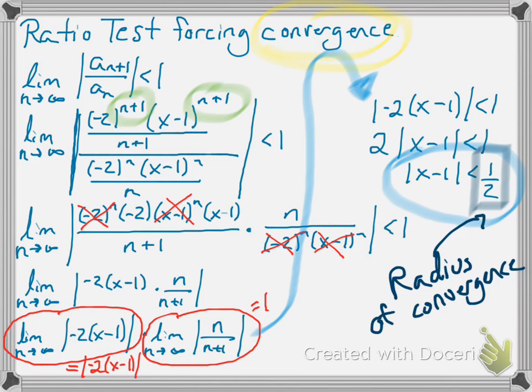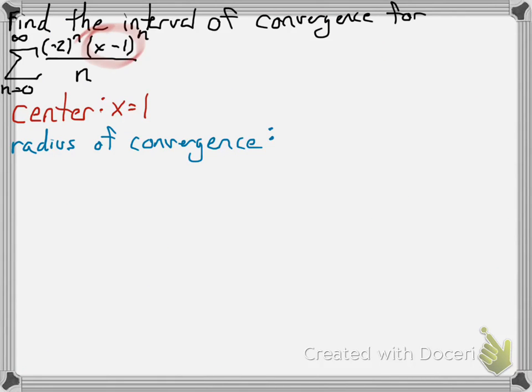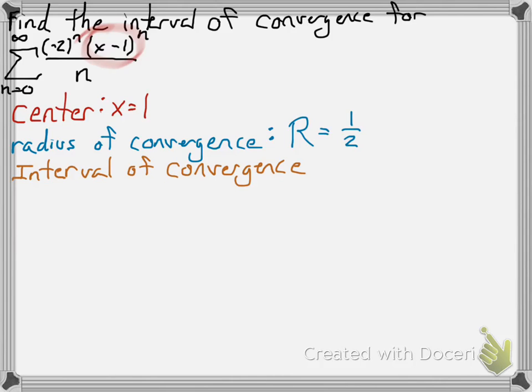Once you get the center statement isolated in your ratio test, the value you see it compared to is your radius. So the radius is 1/2. So now let's go back to what we have so far. We know the center is 1. We just discovered the radius is 1/2. Our overall goal now can be achieved. Our overall goal is to find the interval of convergence.